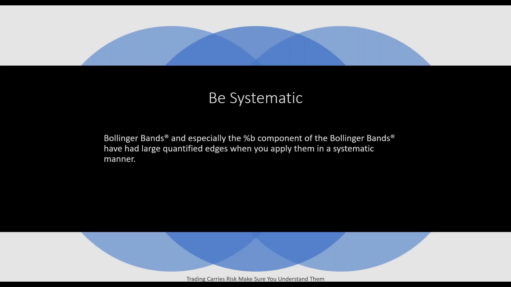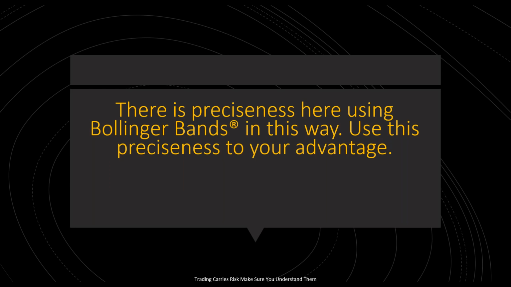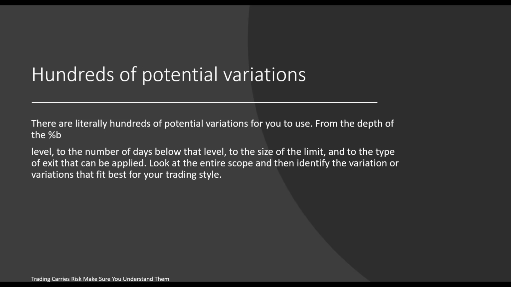But Bollinger Bands, and especially the percent B component of the Bollinger Bands, have had a large quantified edge when you apply them in a systematic manner. There's a preciseness here in using Bollinger Bands this way. Use preciseness to your advantage. There are literally hundreds of potential variations for you to use, from the depth of the percent B level to the number of days below the level to the size of the limit and to the type of exit that can be applied. Look at the entire scope and then identify the variation or variations that best fit your trading styles.